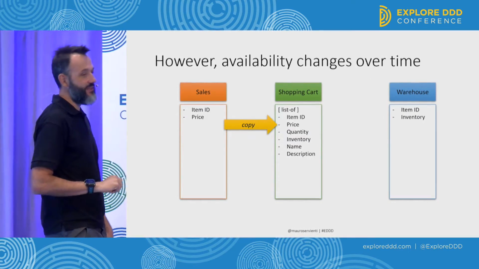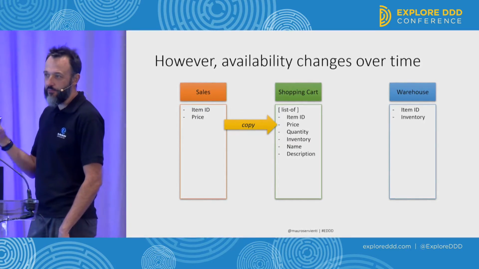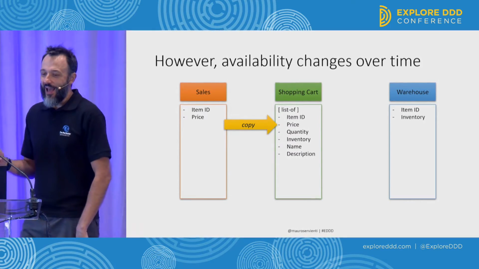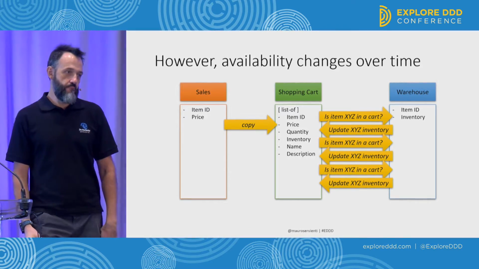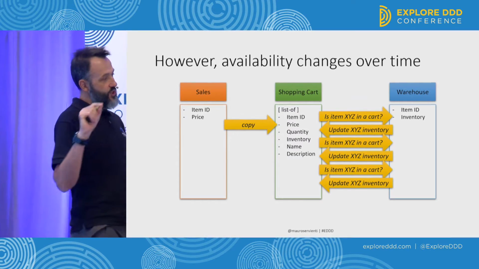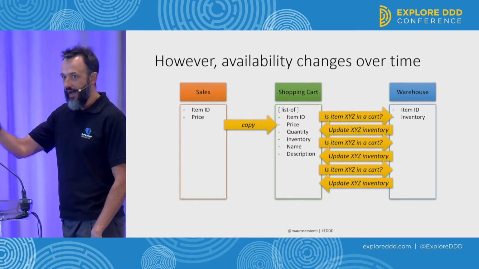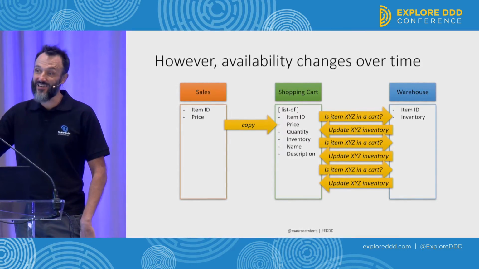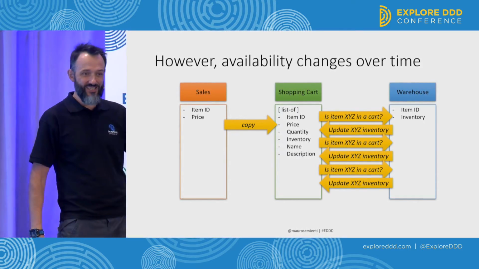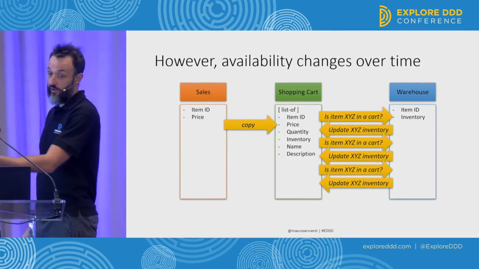However, availability changes over time. So time goes by, and other people buy banana protectors, or hopefully other things. And we end up in such a scenario. So we end up needing to say, whenever something changes in warehouse, we're forced to go to the shopping cart and ask, do you have any item in all your carts identified by ID XYZ? If yes, please update the inventory value to this new value.